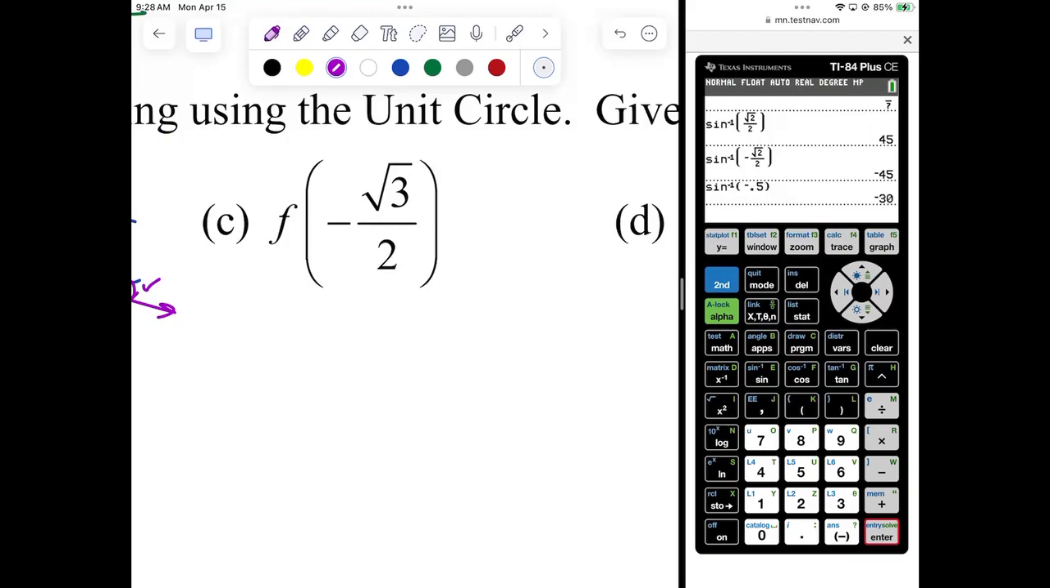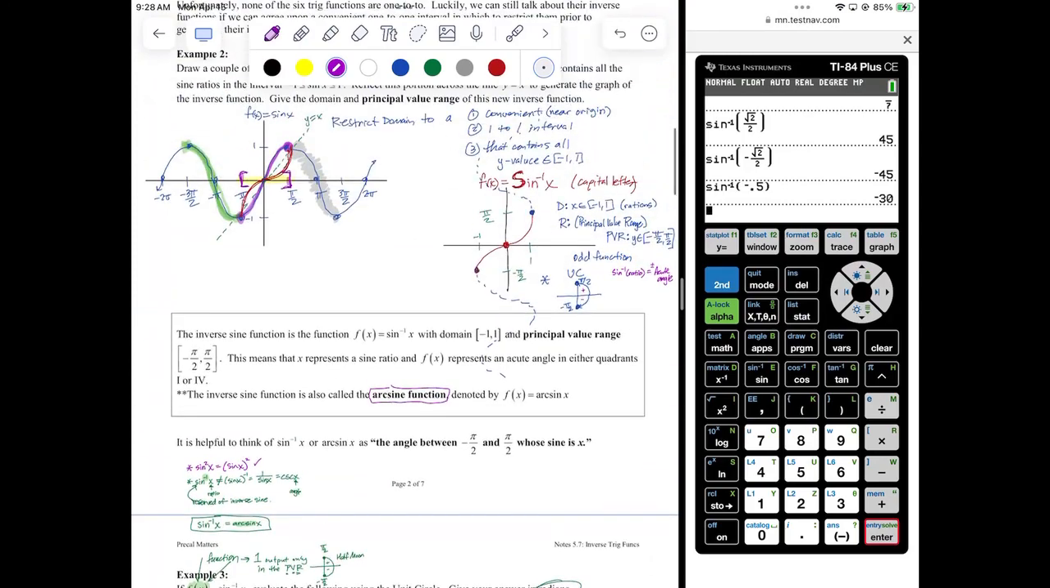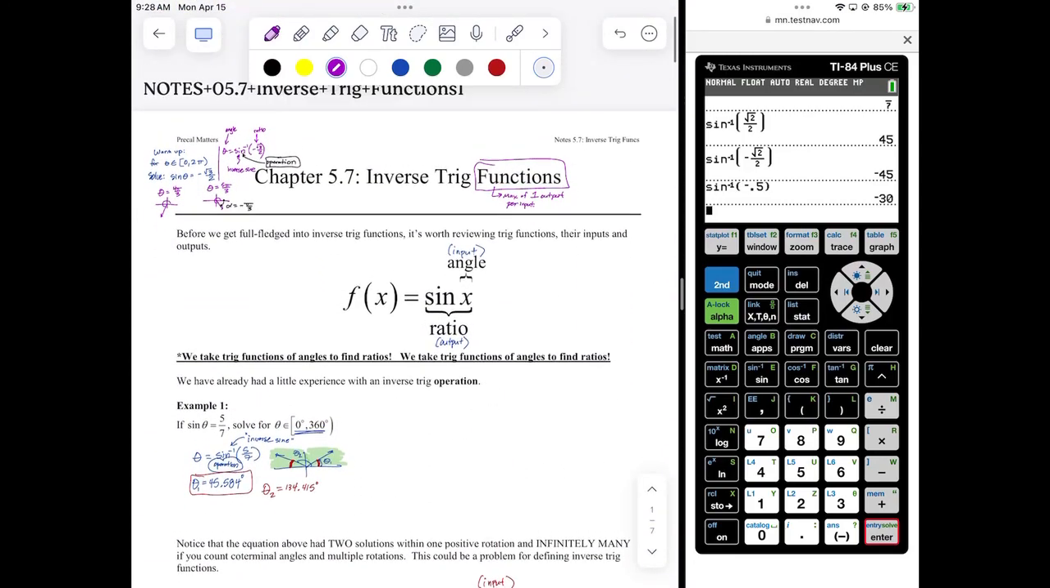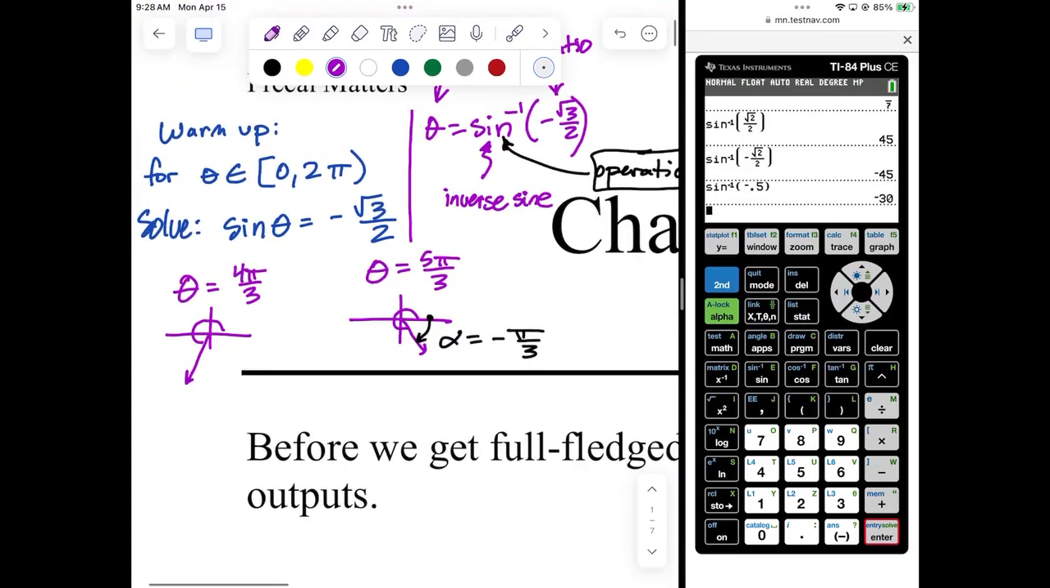What about f of negative square root of 3/2? This is the one that we started with in the warm-up. This is the same as arc sine of negative square root of 3/2. On the warm-up, we came up with these two answers: 4 pi thirds and 5 pi thirds. Which of those, if any, is going to be the answer now to the function arc sine of negative square root of 3/2? 5 pi thirds?